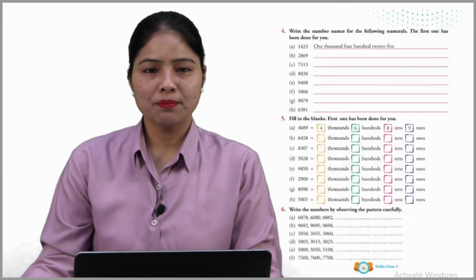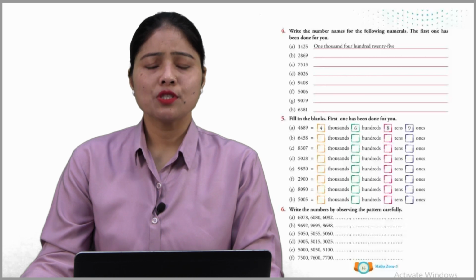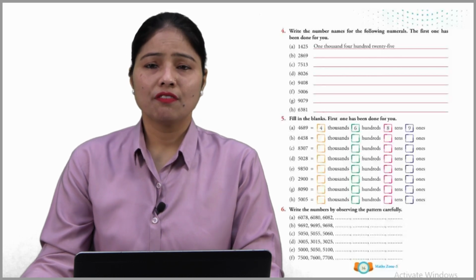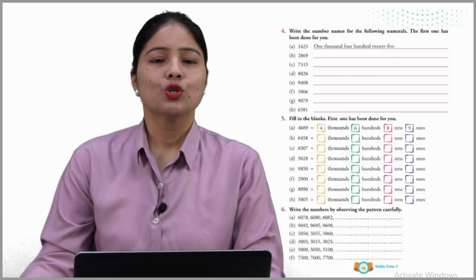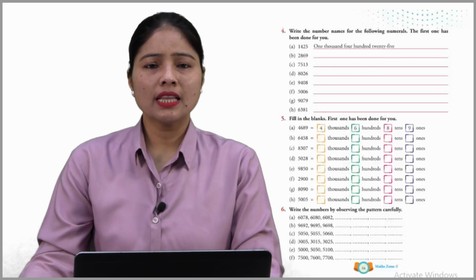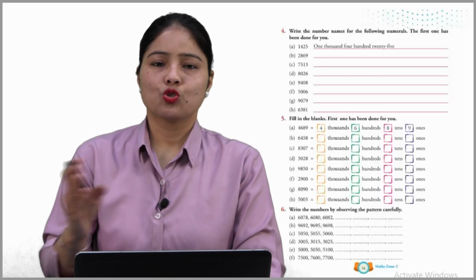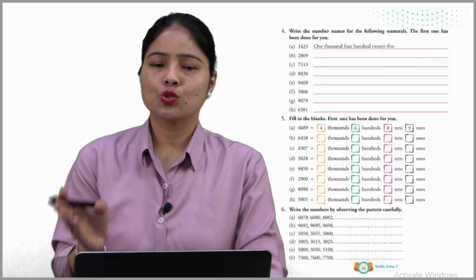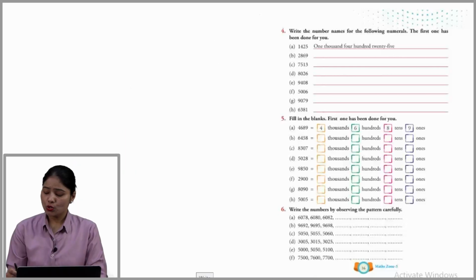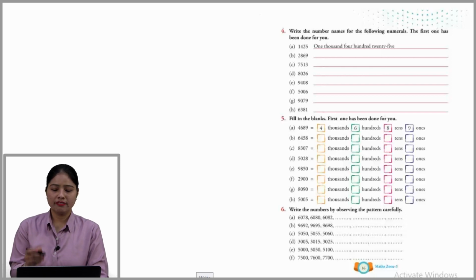Okay. Question number 4. Write the number names for the following numerals. The first one has been done for you. So first number is given 1425. So spelling is already given here. So start with next one. So second one is 2869. So how we will write?